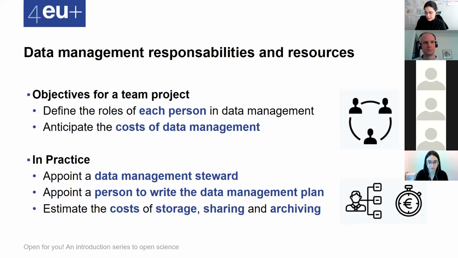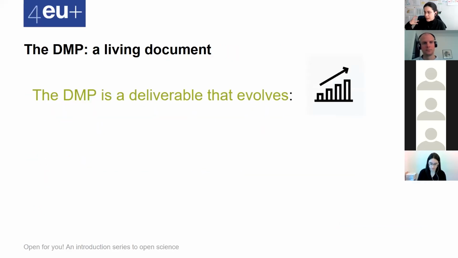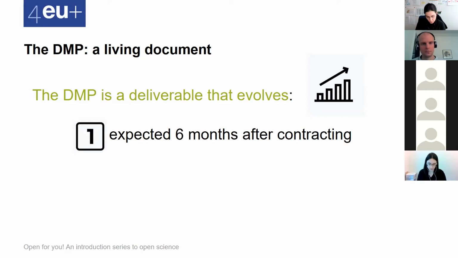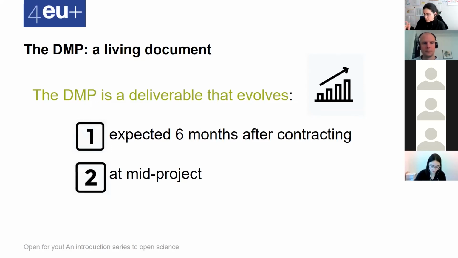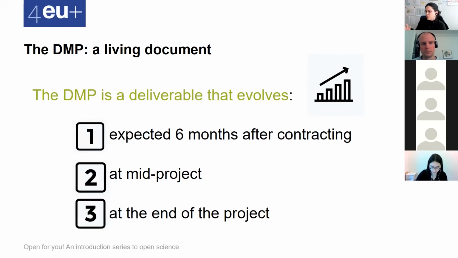So we have seen the different parts of the DMP. Your DMP is a living document. It's a deliverable that evolves. You need to write a first version, which is expected 6 months after contracting, or 6 months after the beginning of your PhD, for example. A second version at mid-project or mid-thesis, and then a last version at the end of the project.